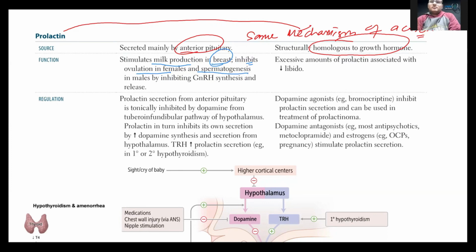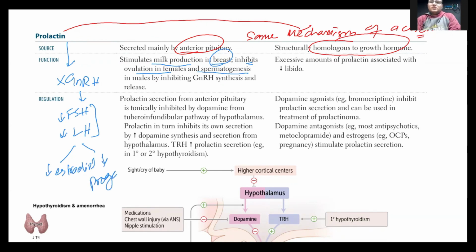Why? Prolactin inhibits gonadotropin releasing hormone. When there is inhibition of gonadotropin releasing hormone, it decreases FSH and it decreases LH. When FSH and LH decrease, what will happen? It decreases estradiol and it decreases progesterone. You know that estradiol and progesterone are necessary for ovulation, so it inhibits ovulation. It inhibits spermatogenesis because progesterone, dihydrotestosterone, and estradiol are not produced. So that leads to ovulation and spermatogenesis problems.